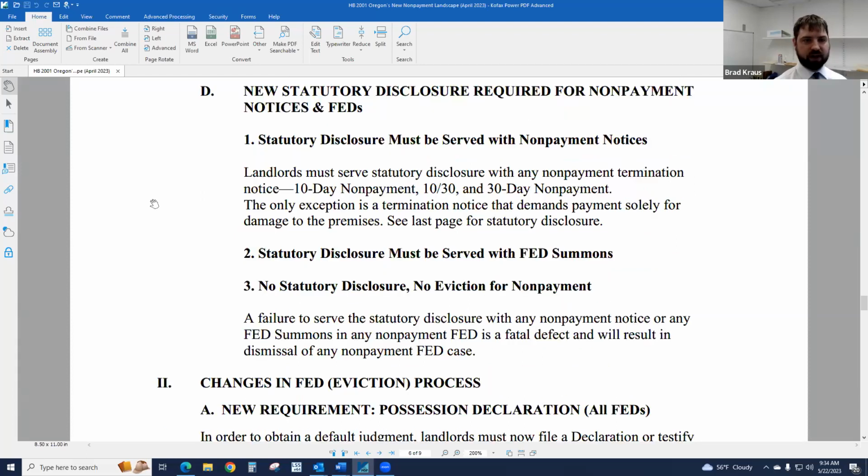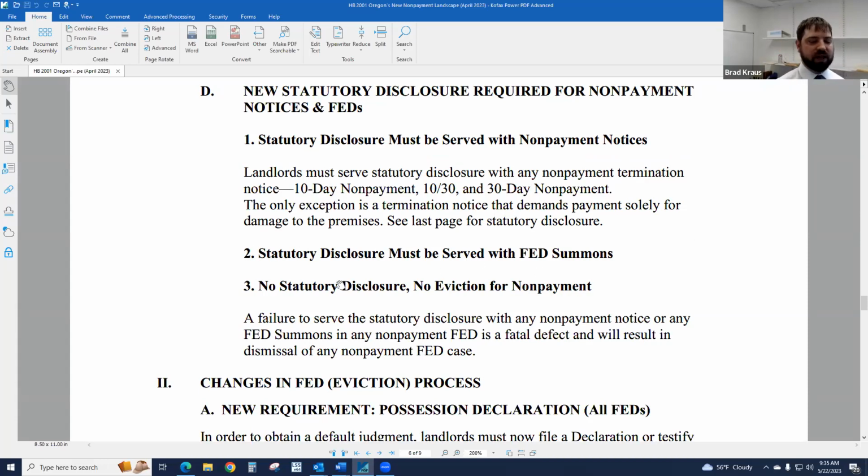Continuing onward, again, we're talking about the statutory disclosure. It must be included with all of your non-payment notices. Again, I'm going to keep hammering that because you do not want to have your notice go down in flames when you do not have a disclosure form. Okay, so updating your forms is going to be important.